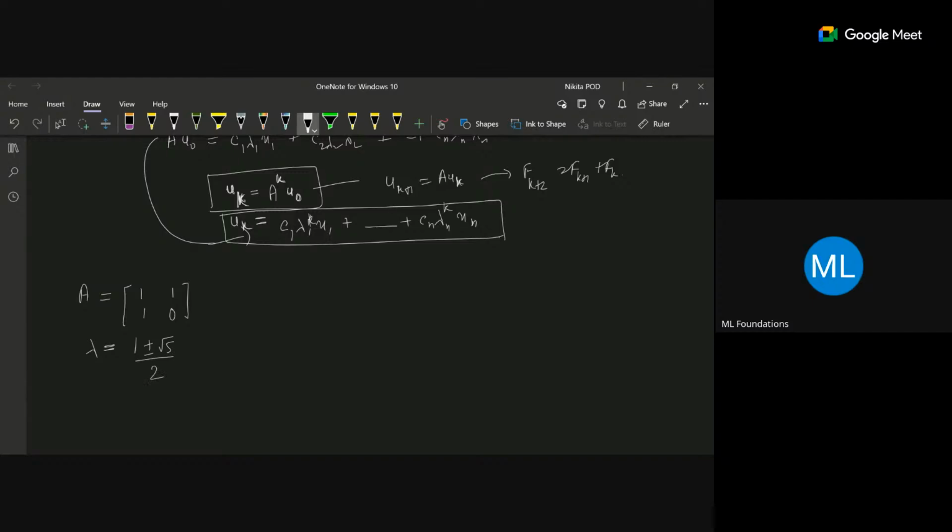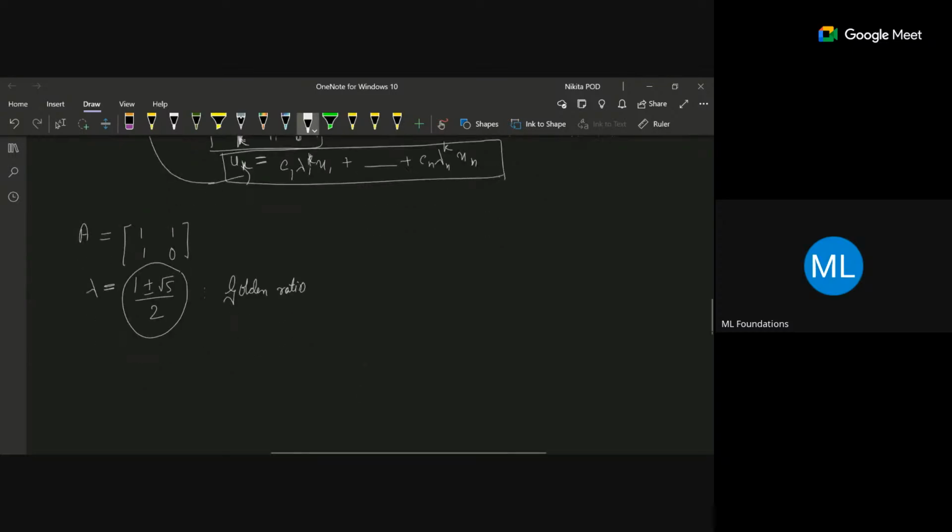And this value that you're seeing here is also called the golden ratio in Fibonacci sequence. Maybe you can read about it if you're interested. So this number is also called the golden ratio. So golden ratio is the eigenvalue. Yes, eigenvalues.